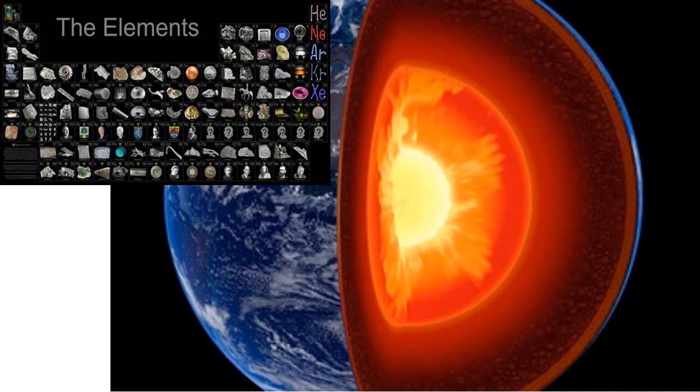But anyway, now let's take a look at how these things form in the Earth. Well, remember that when the Earth formed, it was basically a big ball of lava.